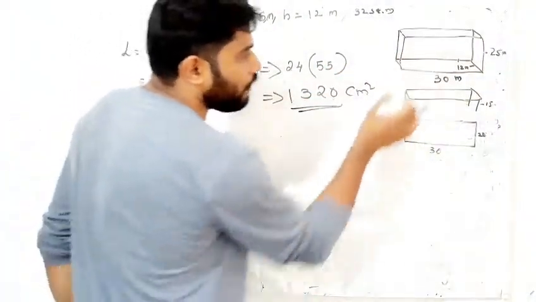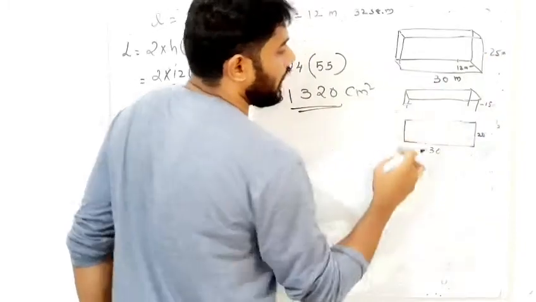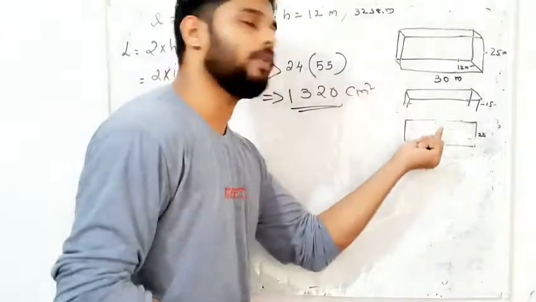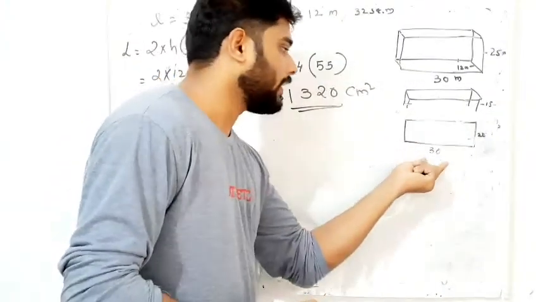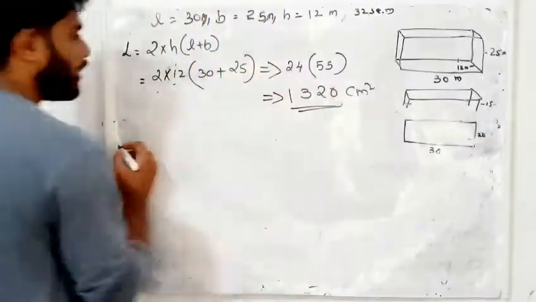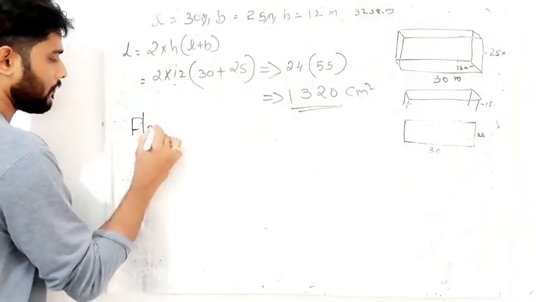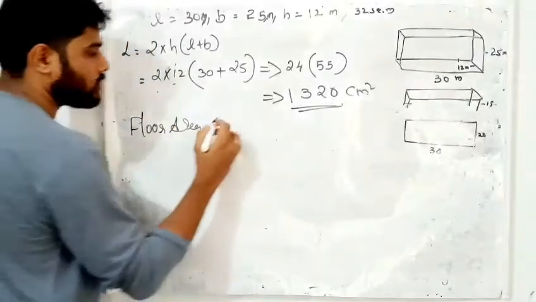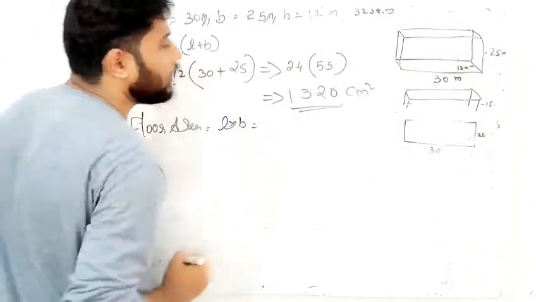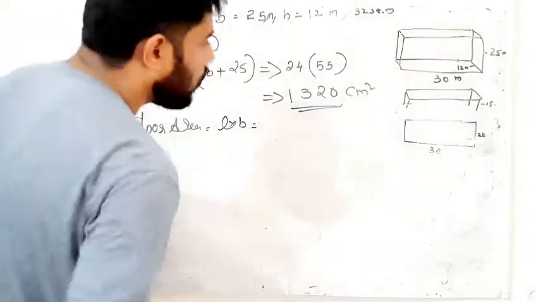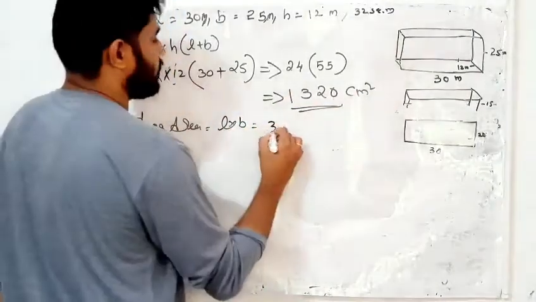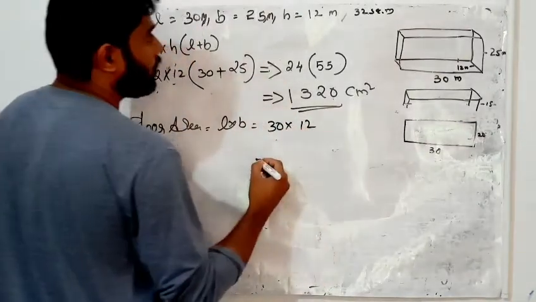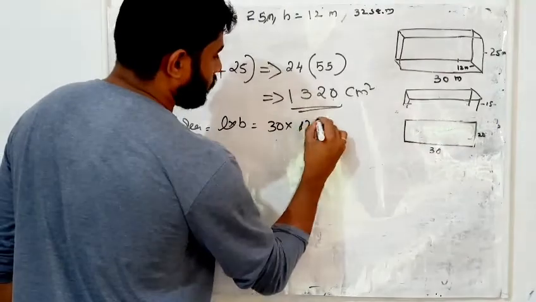Now, what we had to find out? We had to find out the down part, that means the floor area. The floor looks like a rectangle. So how can we find this floor area? Length into breadth. So floor area is equal to length into breadth, since it looks like a rectangle. So length is here 30 and breadth is here, sorry, breadth is here 25.